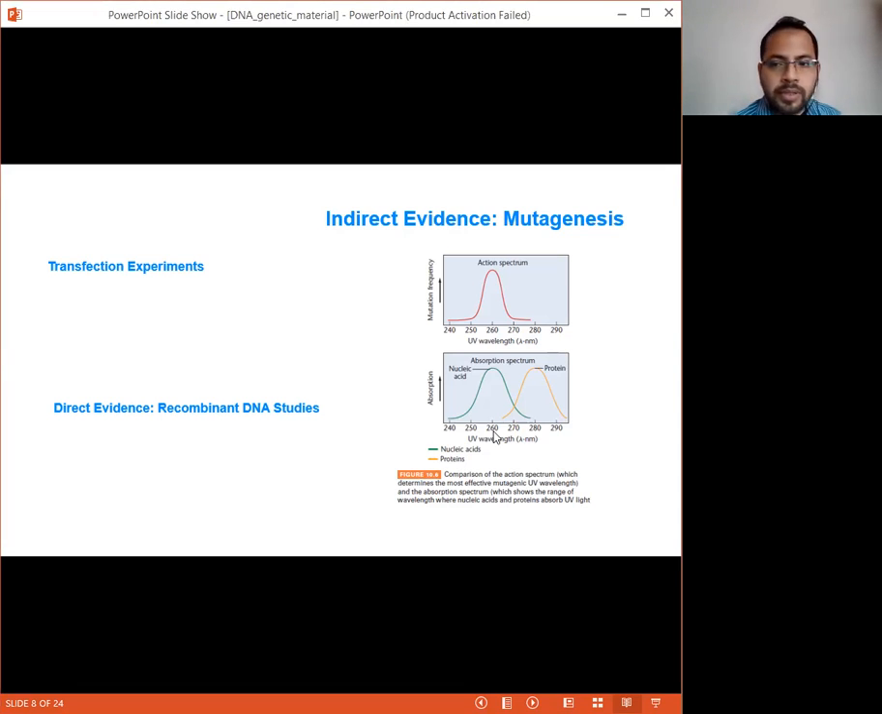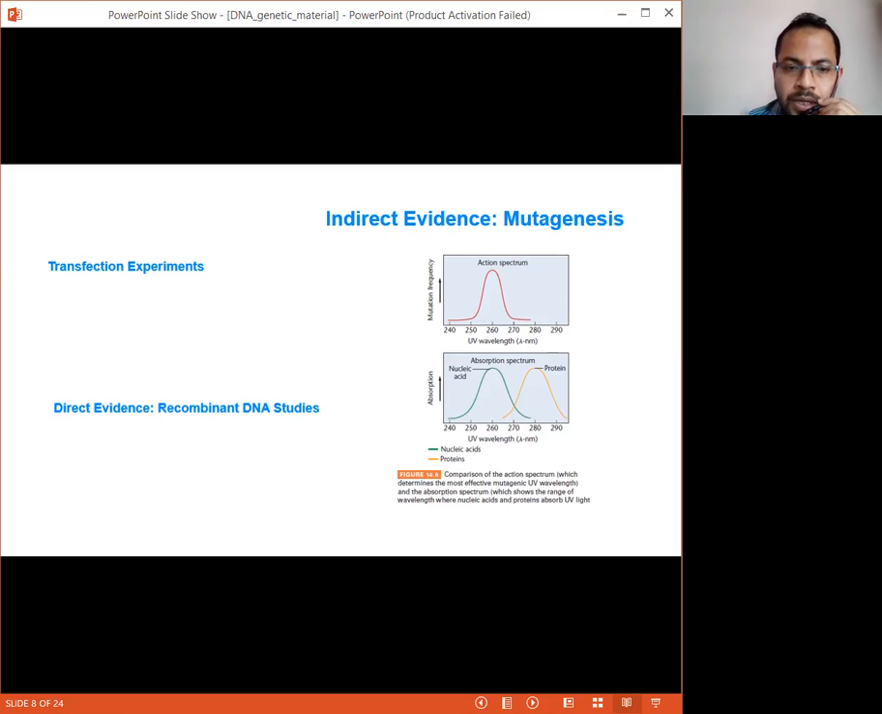Is the graph visible? On the right hand side. Okay. So now, there may be two options. You can apply the UV light and you can study the mutation frequency in that particular DNA. You can see that the graph can be made this way, the first graph, where you are applying the UV light and measuring the mutation frequency. You are getting that at 260 nanometer, the mutation frequency is maximum.